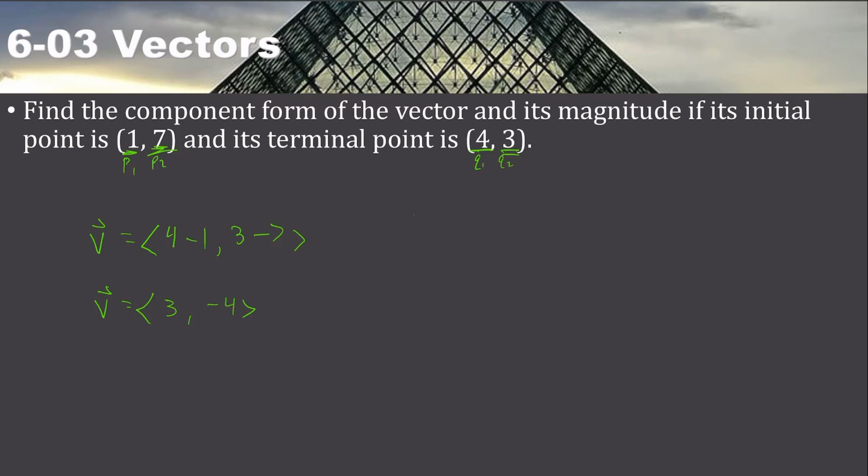The magnitude is the square root of the x component squared plus the y component squared. It's 9 and 16, or 25. So the magnitude of this vector is 5.